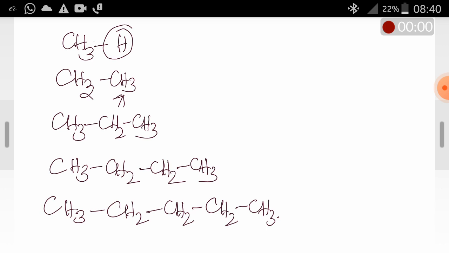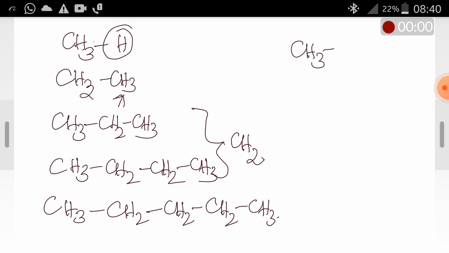What is the speciality of these compounds? This is a series of compounds. If you take two adjacent members, you could see the difference between these two will be CH2. And you can see all of them have the same type of pattern of molecular formula. And you can take one more compound.